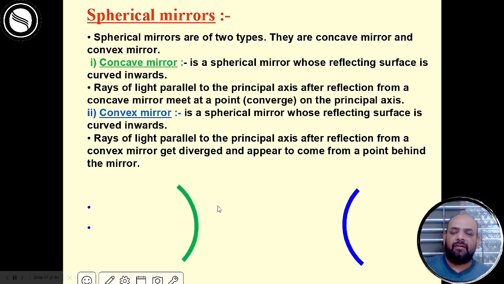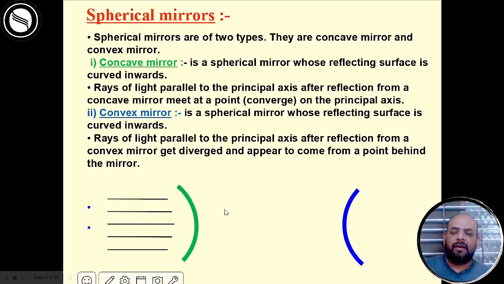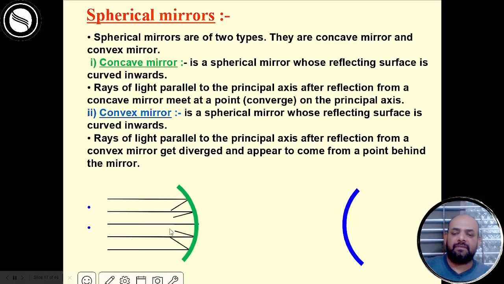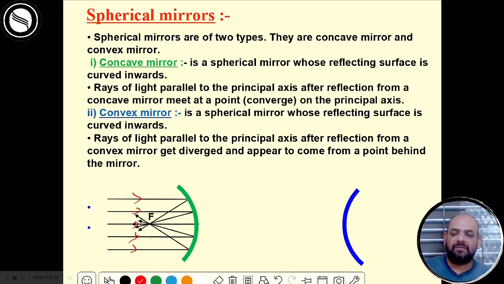So now if you take the parallel rays, this is the property of this mirror. Whenever parallel rays are coming, after reflection they'll meet at a single point. Suppose here, after reflection, what will we see? All the rays will merge at a single point, and this is known as focus. This is the principal focus.